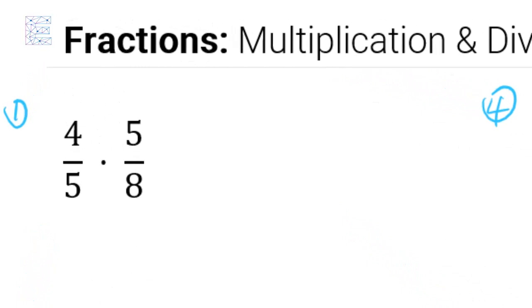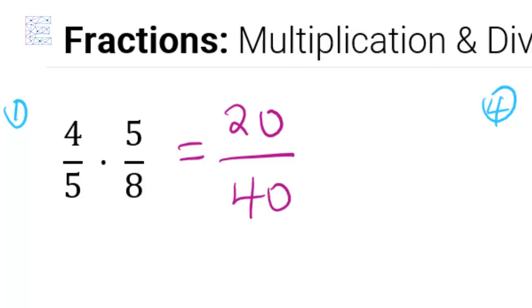The longer method is simply multiplying the top numbers. 4 times 5 is 20, and then simply multiplying the denominators. 5 times 8, which is 40. And then we always make sure that we simplify our fractions to the lowest term. So 20 and 40 can be reduced because they have a greatest common factor, which is 20. We can divide each of these by 20, which results in 1 over 2 as our final answer. That would be using the longer method.